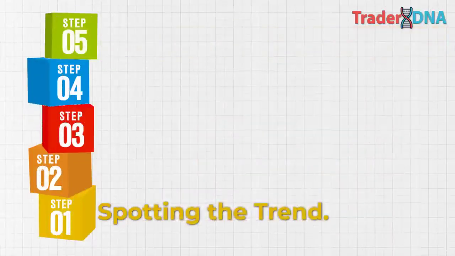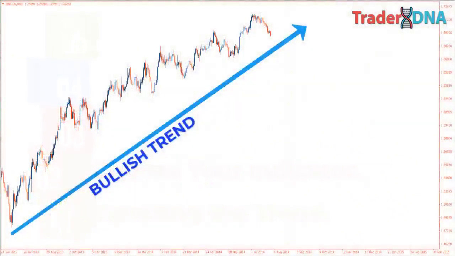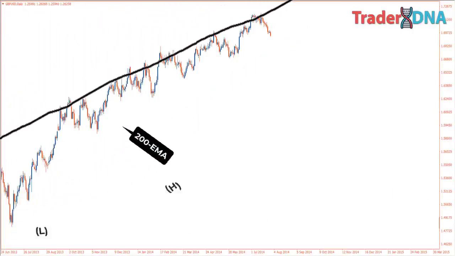Step number 2. Choose your indicator. Now, in step 2, let's decide which indicator you want to use for spotting trend reversals. By this point, you should have found a market that seems to be trending. Now, it's time to look more closely. We need to add some information to the blank chart. That means we can add some indicators or look for patterns on the chart.